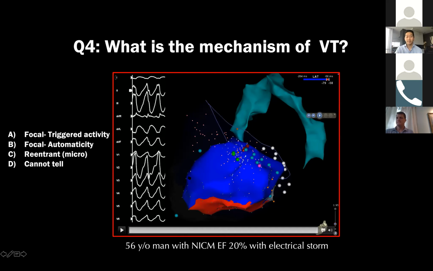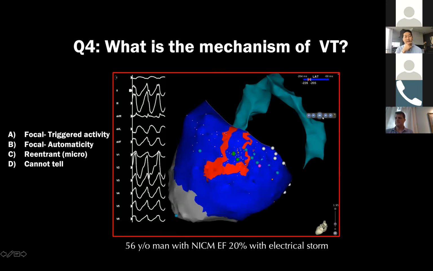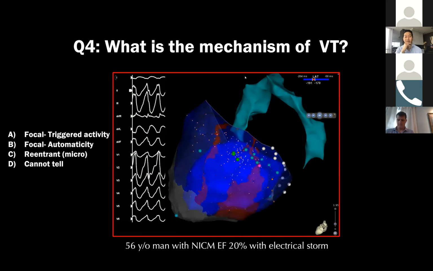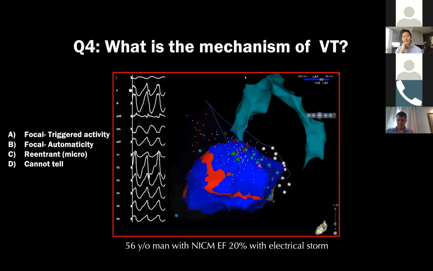Let's play that again. And what I'm hoping the audience answer here is that someone says this is focal. Because the point of this is that you cannot tell mechanism by the pattern of activation. How do you know that this is not mid-myocardial reentry that just breaks out on the epicardium? So you cannot tell mechanism by activation maps. If you see the whole circuit cruising around and you've got the whole cycle length, that helps you. But when it's focal, you cannot rule out reentry. You have to do entrainment maneuvers and show fusion.